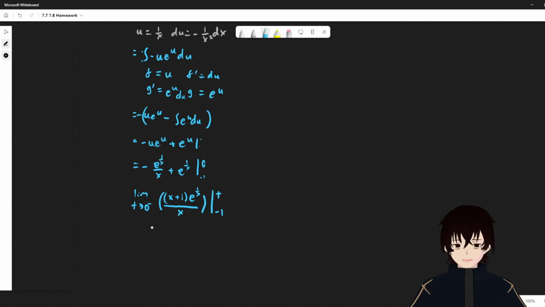As t approaches 0, we get 0 plus 1, so we get 1 times e to the 1 over 0 from the left. So oh god, e to the power of negative infinity is 0. 0 over 0.